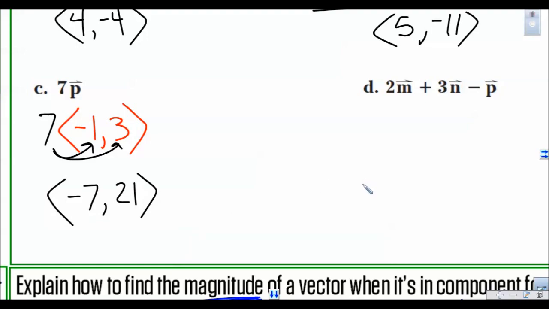Now let's take a look at part D. A little bit of prep work here first. One thing to note about these problems is you're not just working with vector m, you're not just working with vector n, and you're not even just working with vector p. What you're doing with all three of these is making slight modifications of your original vectors. They want you to double vector m, triple vector n, and use the opposite of vector p. So let's jot down the original vectors first.